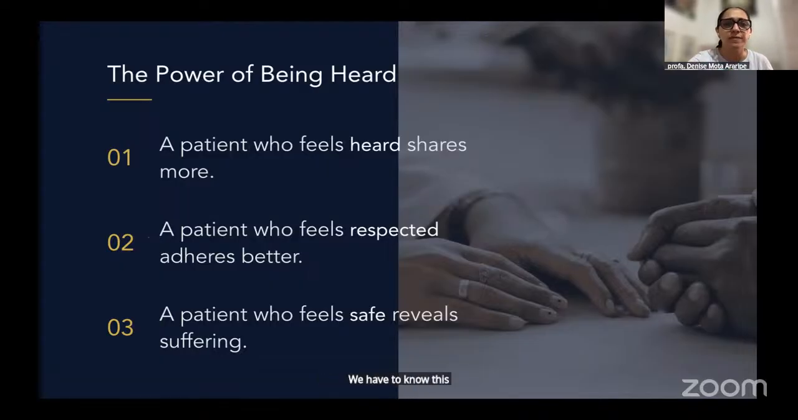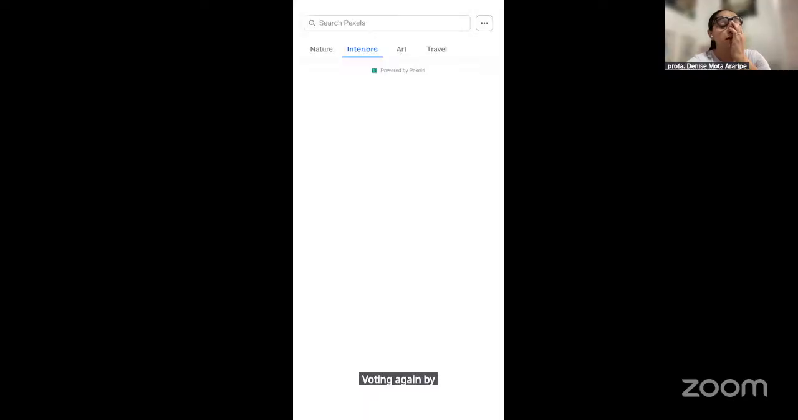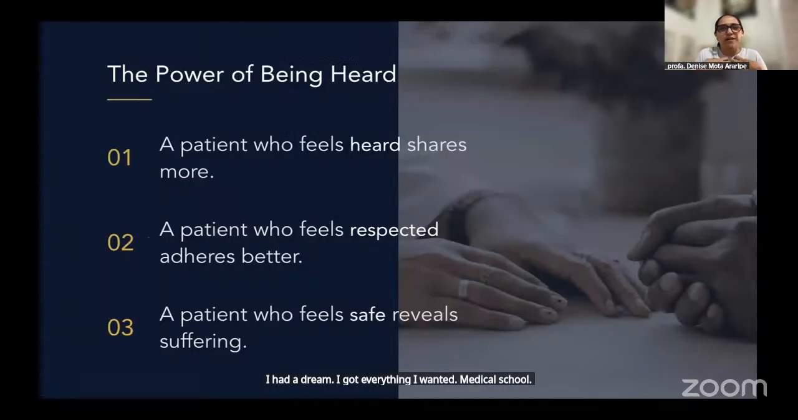Quoting again Billie Eilish, she said something I am deeply connected to. I had a dream. I got everything I wanted. Medical school is everything I ever wanted. But it's not what you think. I have to be honest.